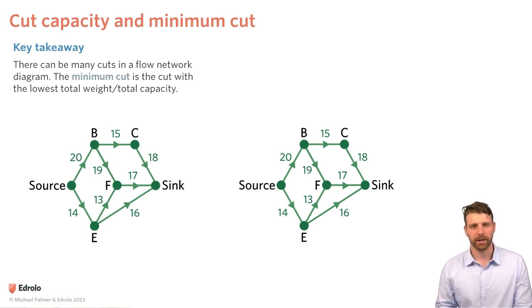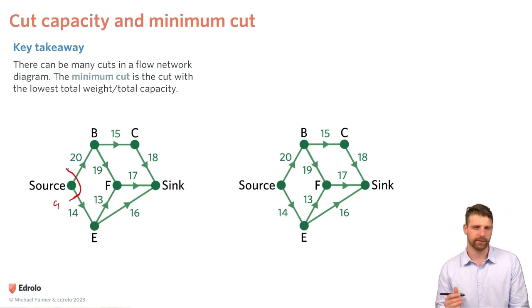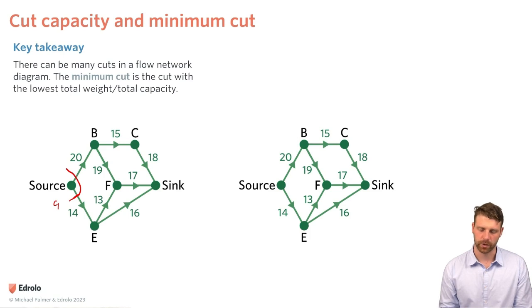So I'm just going to draw a bunch of cuts on these two diagrams here to show you how many there can be, and that this can actually be quite a time-consuming process. So I'm going to start going through this edge here first. I'm going to call this cut 1, and I'm just going to cut off those two. That's a valid cut. It separates the source from the sink.